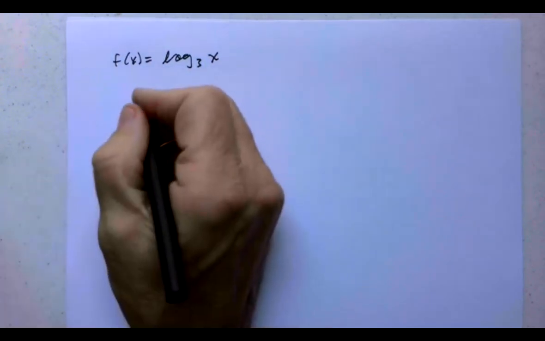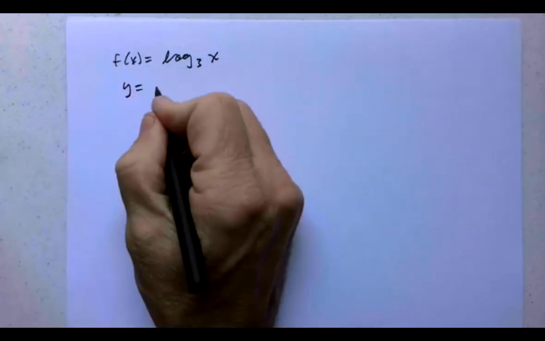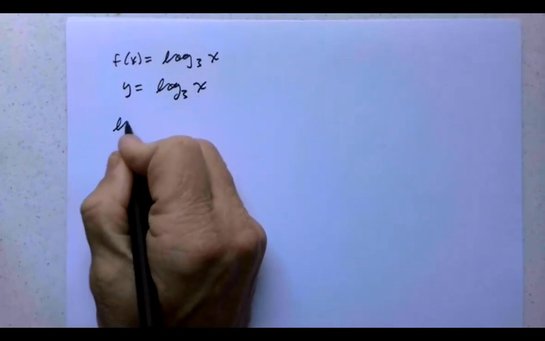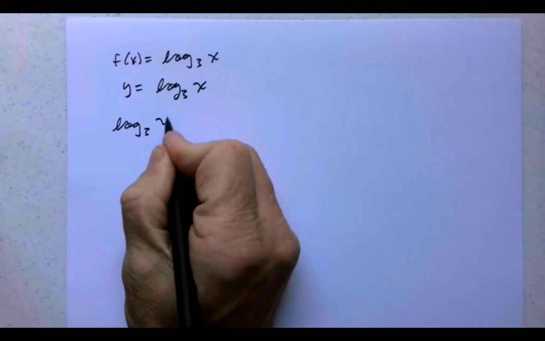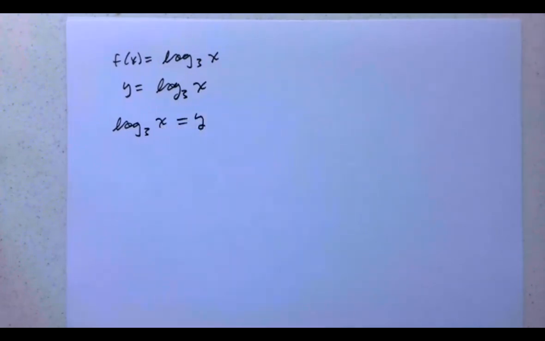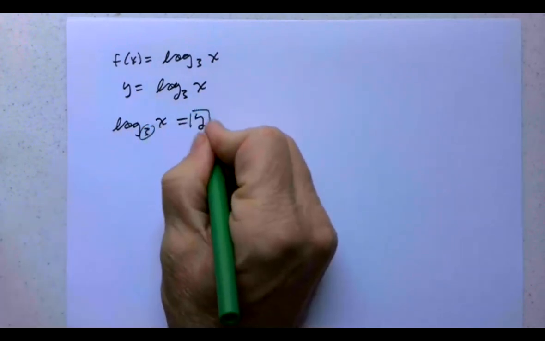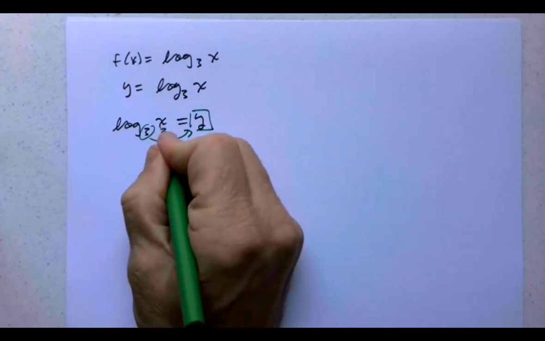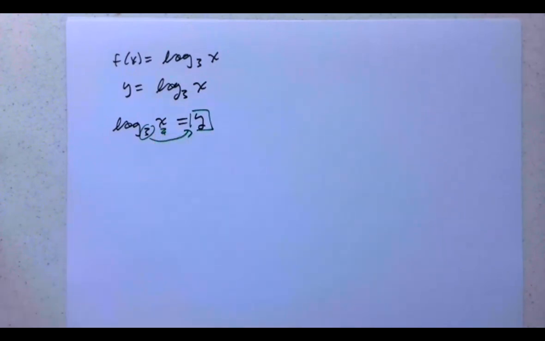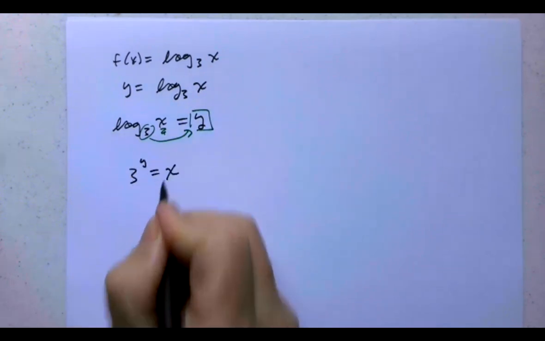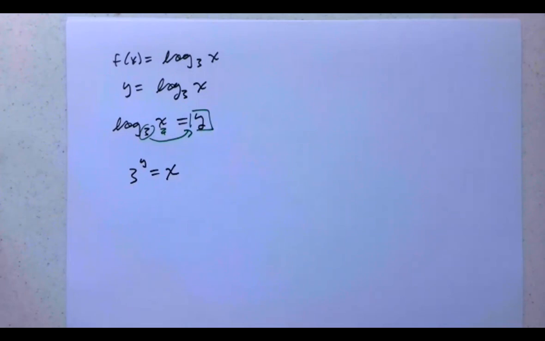If I'm going to do it, I want to think of it as y equals log base 3 of x. I like the log on the left. Log base 3 of x equals y. And then I circle the base, 3, to the y equals x. That's how I like to think of it.